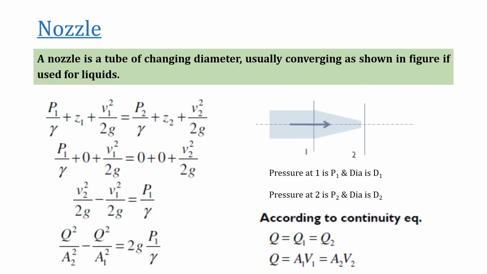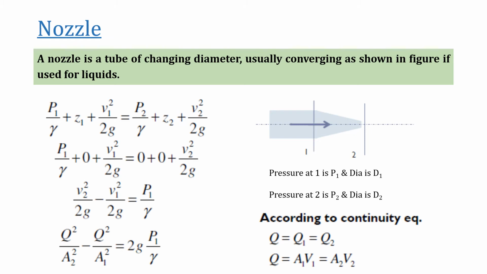Let's see the discharge through a nozzle. A nozzle is a tube of changing diameter, usually converging as shown in the figure over here. Let's consider two sections. Section 1 is taken at the complete diameter of the pipe, and section 2 is taken a little bit away from the opening of the orifice such that it lies at vena contracta. So now let's write Bernoulli's equation between sections 1 and 2.